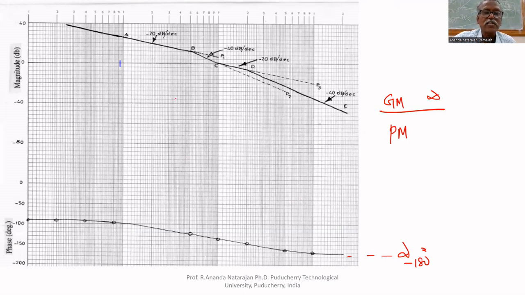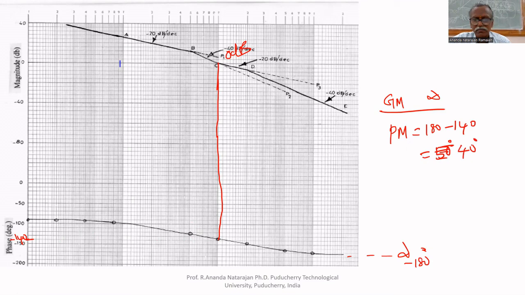Phase margin. To find phase margin, where it crosses 0 dB, we have to check. 0 dB, here it crosses. There you have to draw a vertical line. There we have to see the angle. Angle is 1 division above 150, therefore minus 140. Therefore, phase margin equal to 180 minus 140, 40 degree. Therefore, phase margin is 40 degree and the gain margin is infinity.